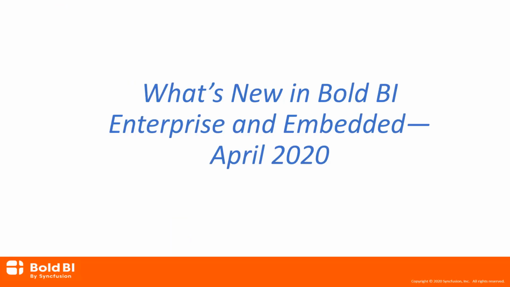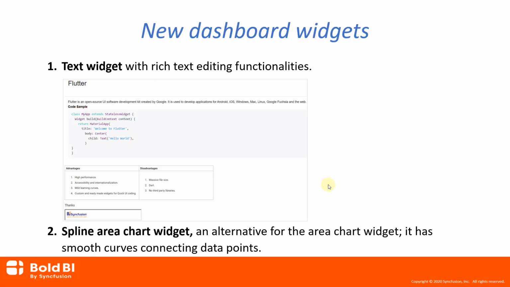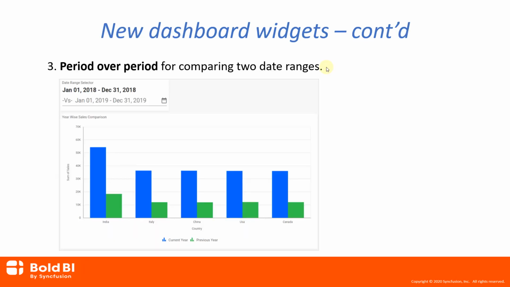Now let's look into the release features one by one. We have included 3 more widgets for creating dashboards. First is the text widget. You can replace the existing label widget with one that has rich text editing features such as fonts, paragraphs, links, tables, and embedded code. Second is the Spline Area Chart widget, which is an alternative for the Area Chart widget. It has smooth curves connecting data points instead of straight lines. And third is the Period Over Period, which allows you to compare 2 different date ranges in a chart.